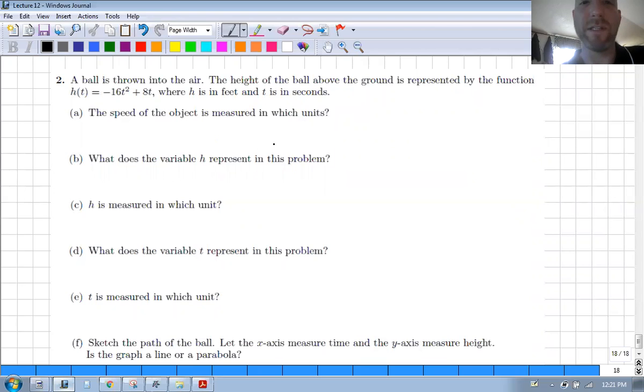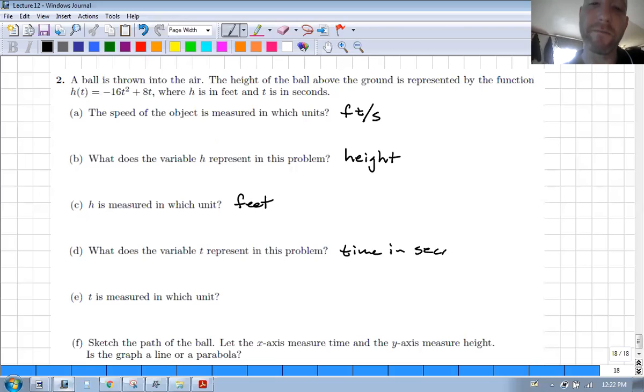So the speed of the object is measured in which units? Since it's thrown in the air, since the height is in feet and t is in seconds, the speed is going to be in feet per second. Okay. What does the variable h represent? H is the height. T is the time. H is measured in which units? Feet. The variable t is time. It's measured in seconds.